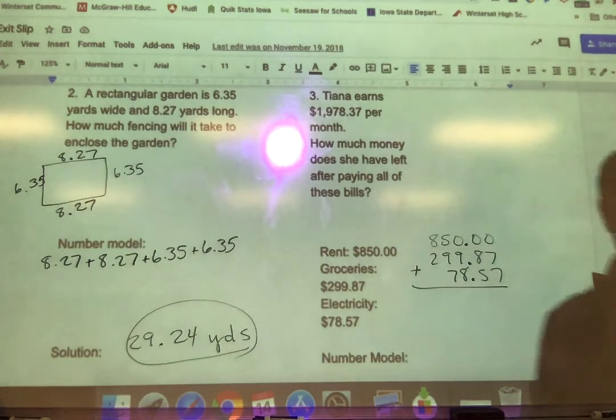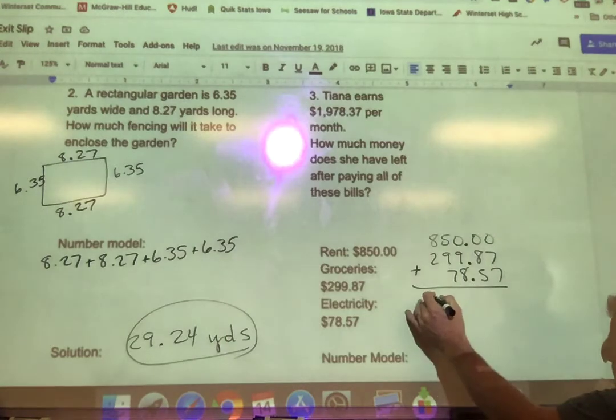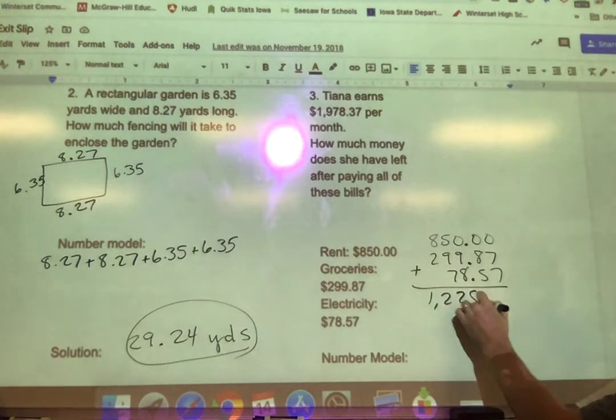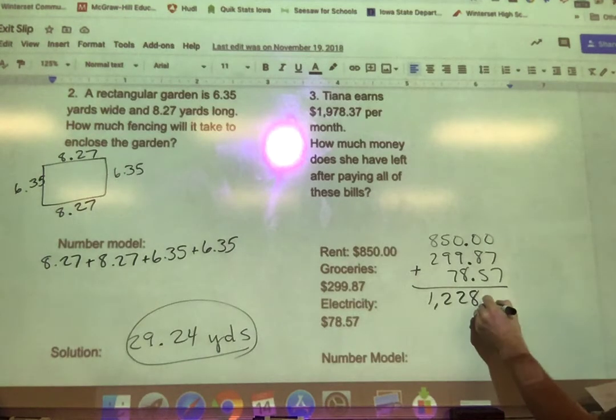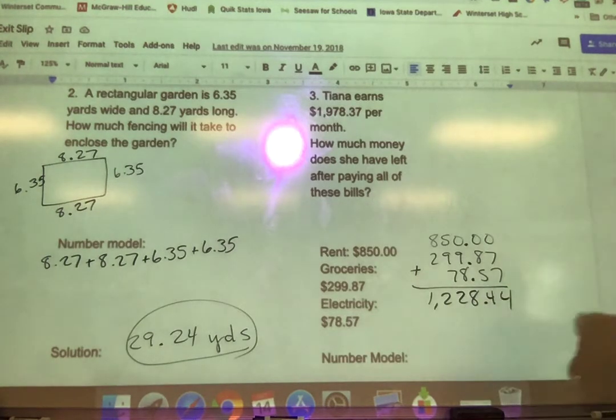But if you add all this up, you're going to get $1,228 and 44 cents. All right, so that's how much you have in bills. Okay, so we're not done yet. We need to figure out, we want to know how much money does she have left.